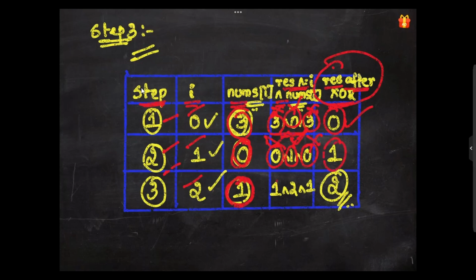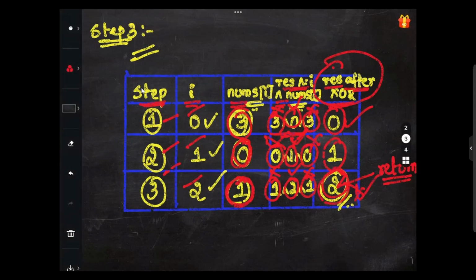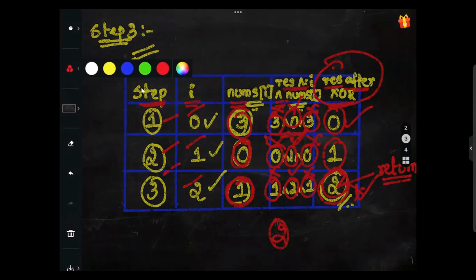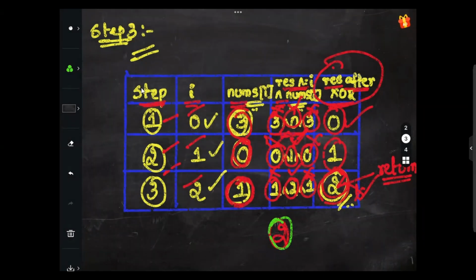In this case, we will consider 1, 2, 1. The 1 and 1 cancel out, and 2 remains. We will return the result after XOR as 2. So the final answer is that we will return 2 as output. The answer will be 2 in this case.